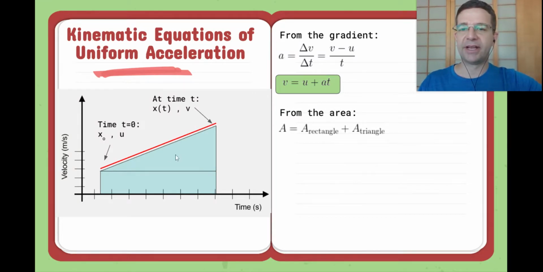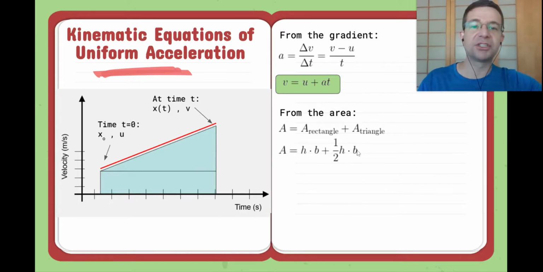Taking a look at the area now, we're going to break this area up into two pieces. So there's this sort of rectangular area, and then there's this triangular area. So the total area under the curve, which is going to be related to the change in x, that's going to be the rectangle's area plus the triangle's area. Little basic geometry, right? We know that the area of a rectangle is the height times the base, and the area of a triangle is half the height times the base.